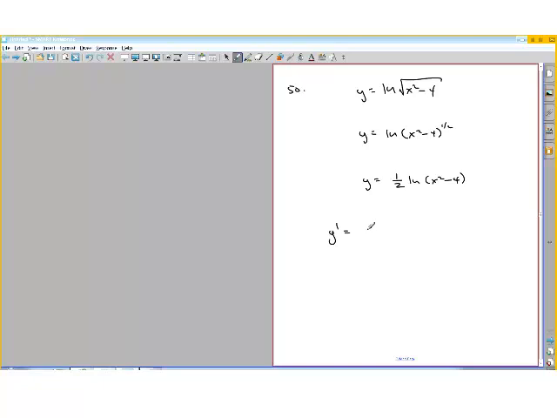And at that point we can take the derivative, so we get 1/2 times, okay, take 1 over the term in the logarithm times the derivative of the term, which is 2x, and these cancel out, and we get y prime is equal to x over x squared minus 4. So that's the answer.